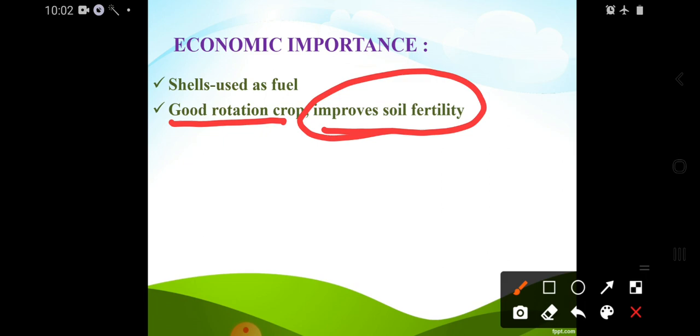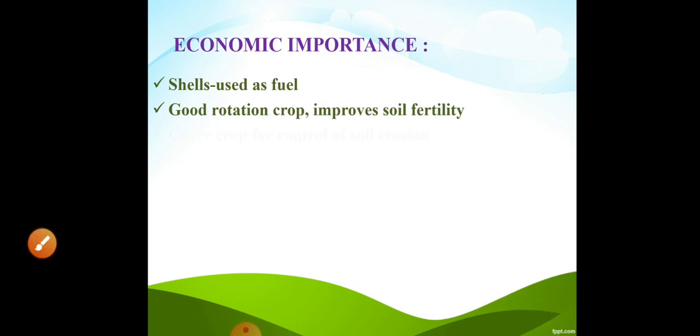By adding nitrogen in soil, and plus shedding of leaves of this crop, it adds organic matter to the soil. Okay, so it is helpful for improvement of humus content of that soil also. So ultimately, if we cultivate groundnut as a rotational crop, it improves soil fertility by adding nitrogen and organic matter to the soil.